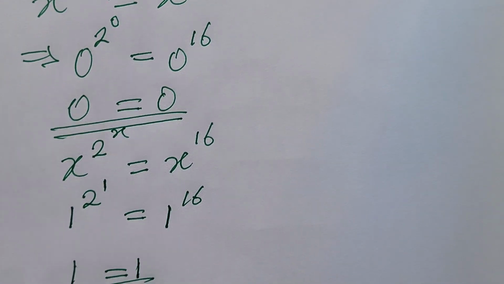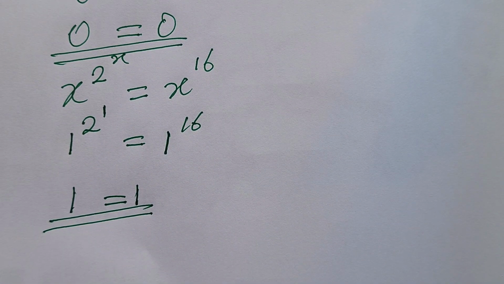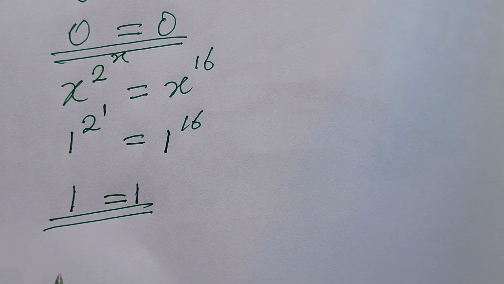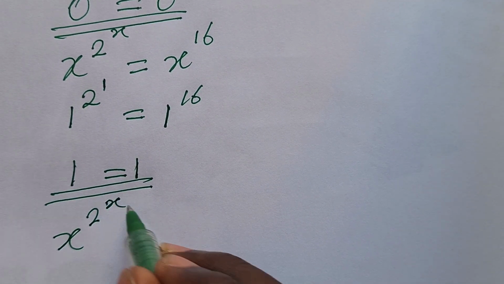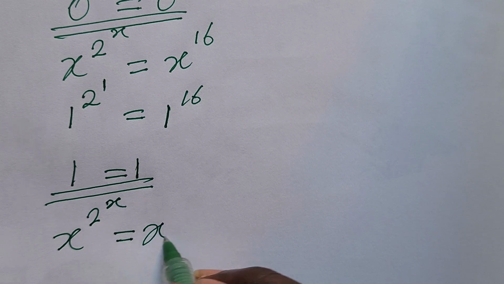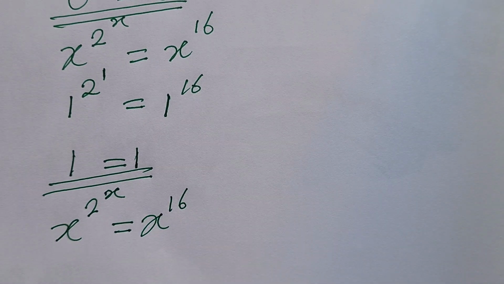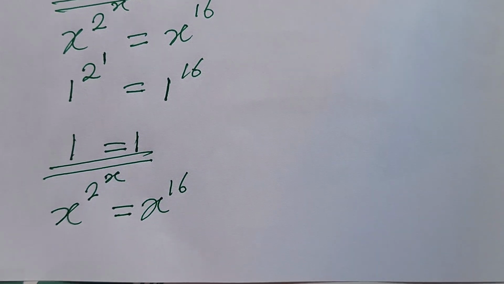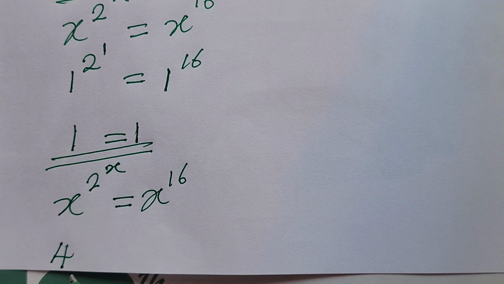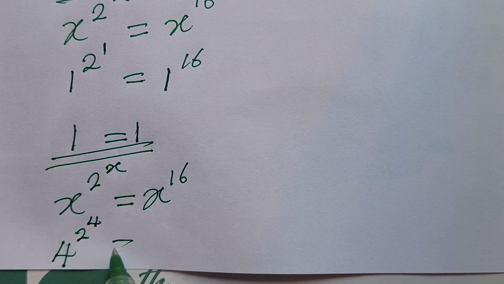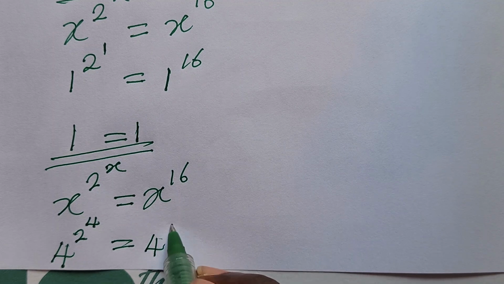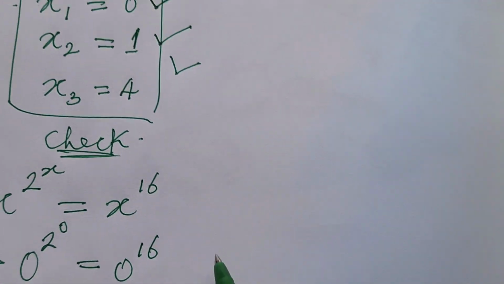Again, let's move on to the third root, which is 4. I believe this is where we have some work to do. So here we have x to the power of 2 to the power of x equal to x to the power of 16. So let's put in our 4 here. So this is going to give us 4 to the power of 2 to the power of 4 equal to 4 to the power of 16. Okay, let's continue on this side here.